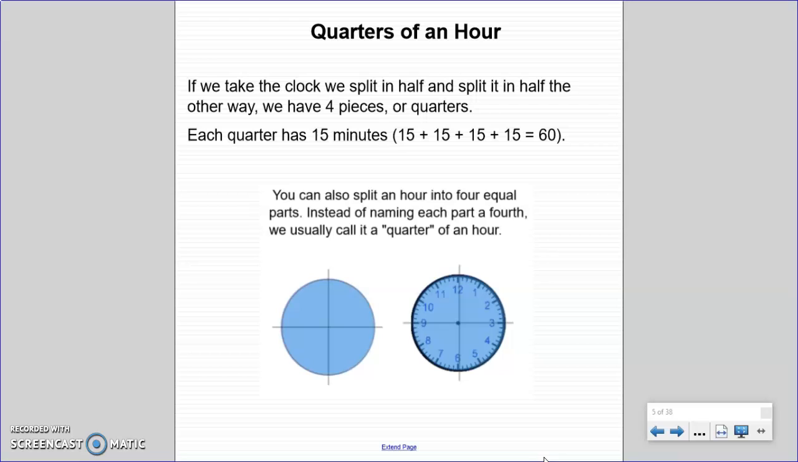If we take the clock we split in half and split it in half the other way, we have 4 pieces, or quarters. Each quarter has 15 minutes. There are 4 quarters in an hour. 15 plus 15 plus 15 plus 15 equals 60 minutes. You can also split an hour into 4 equal parts. Instead of naming each part a fourth, we usually call it a quarter of an hour.